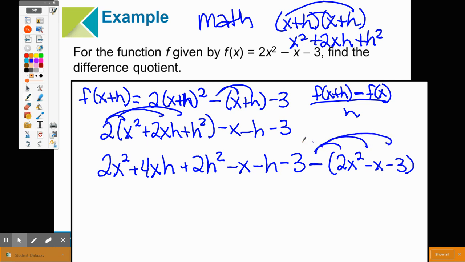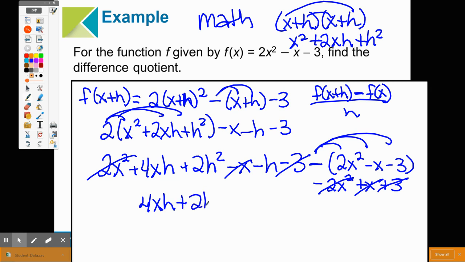This will distribute, I'm going to write it right below it to save some space, minus 2x squared plus x plus 3. If you do that correctly, something will cross out with each of those terms. And it did. So all you're left with now is 4xh plus 2h squared minus h, and all of that goes over h. And there's an h in common everywhere. So you love math, and we clean that up.